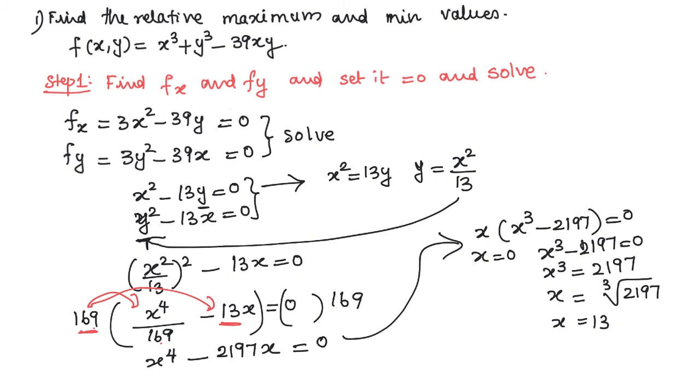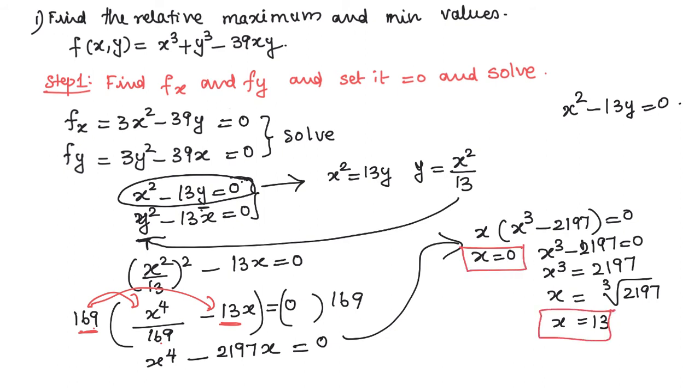Now I need to find the corresponding y value when x equals 0. I can find that by substituting into any of the equations. So I need to find the corresponding y. I'm going to use the first equation. Let me write it here: x squared minus 13y equals 0, right? So first I am going to substitute. This is x equals 0. This is x equals 13.